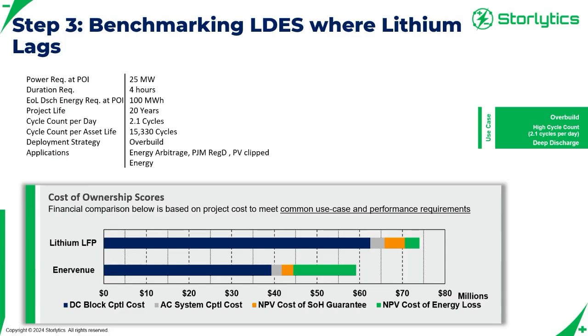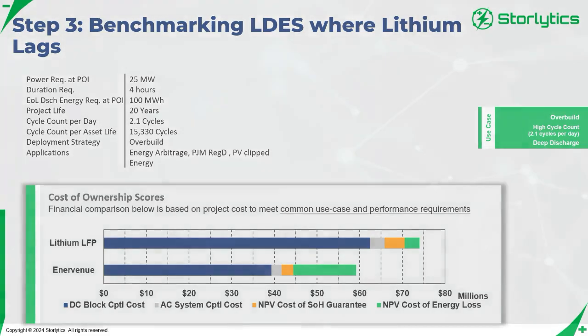The cost per kWh of installed capacity for the Enervenue case, and this is all public, was $375 per kWh versus lithium, which at that time was $280 per kWh. So lithium was actually much cheaper at that time, and it still is today. But even with that, because of so much less degradation, you didn't need to procure as much of it, which at the end resulted in a much lesser cost for the DC block in the Enervenue case.